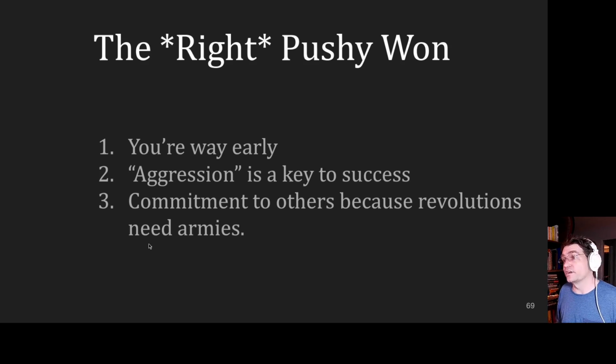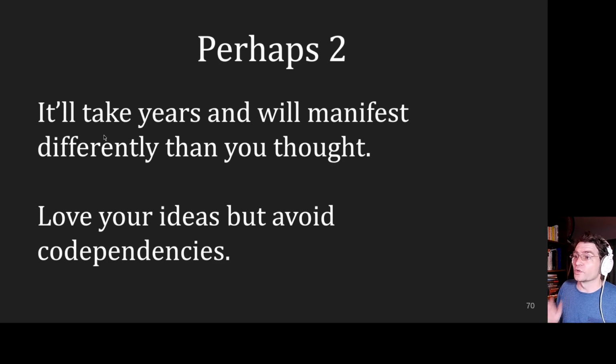And aggression at that point of your idea, not the kind of bad aggression, but aggression of your passions, is the key to success. Think about Richard Stallman, right? He was very aggressive. And the only way for that to happen is that when you commit to others, because your revolution needs armies. As you saw beforehand, Linux was not shy about trying to get other people to start contributing. So it means that whatever you're doing will probably take years, and it will manifest differently than you thought. GNU operating system is not done by the Free Software Foundation, and that's just how it is. So you have to love your ideas, but avoid the codependencies with them, these overzealous commitments to them.